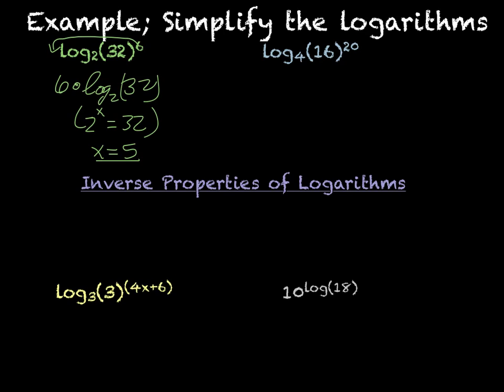So now I have 5 times the 6. So 6 times 5 is 30. So your answer is 30.